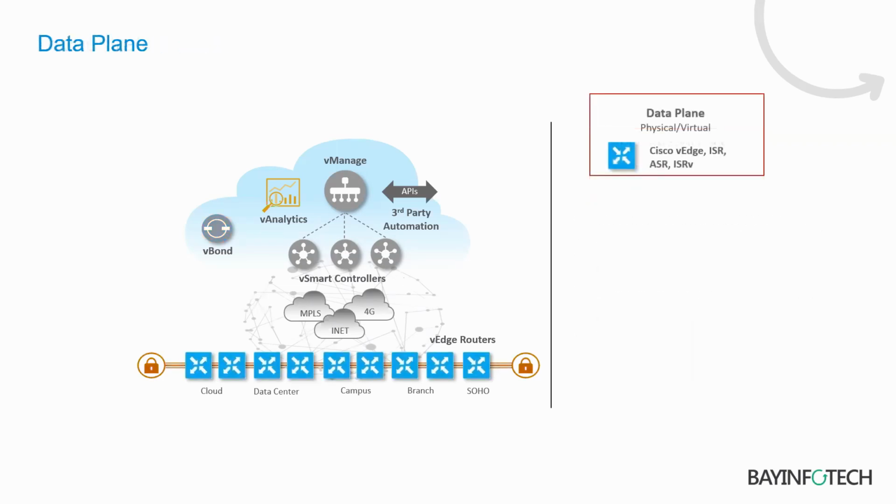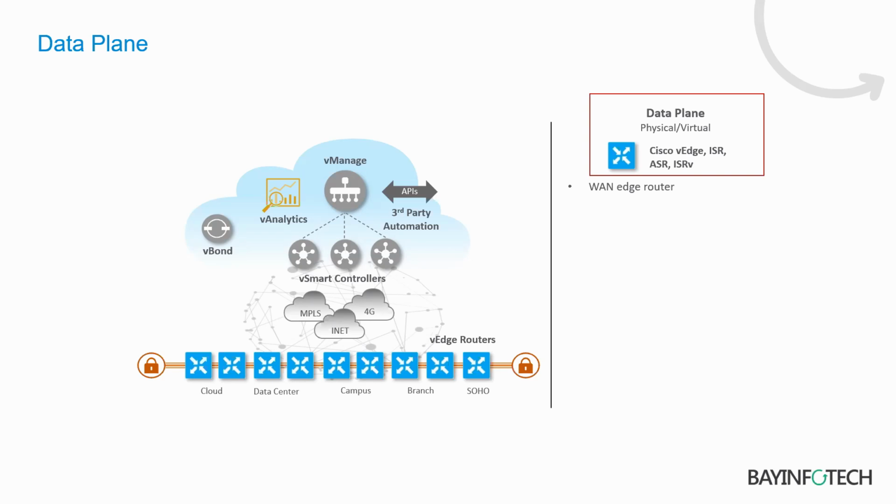So this is all that we've spoken about. Now talking about the data plane, which consists of your Cisco vEdge, ISR, ASR, the virtual ISR. So Cisco vEdge routers are the data plane elements of the Cisco SD-WAN fabric. They are, in a sense, WAN edge routers positioned everywhere the SD-WAN fabric needs to be extended to. vEdge routers are responsible for encrypting and decrypting application traffic between the sites.